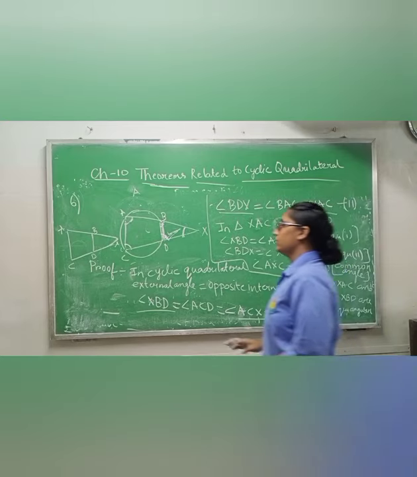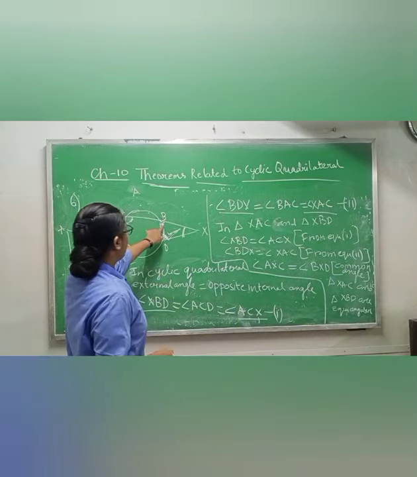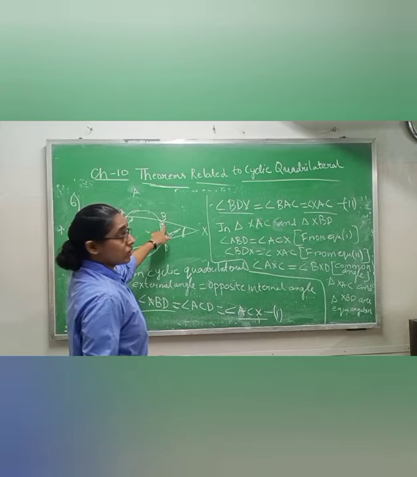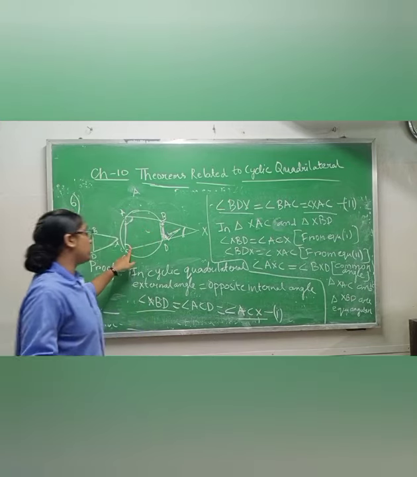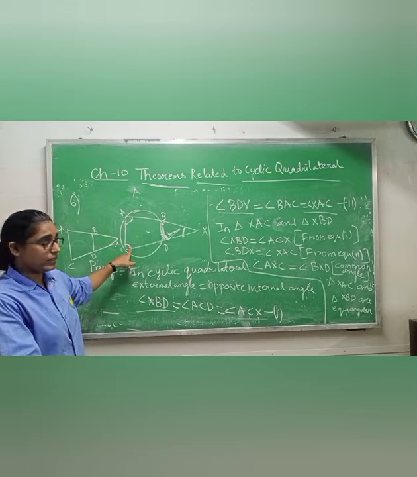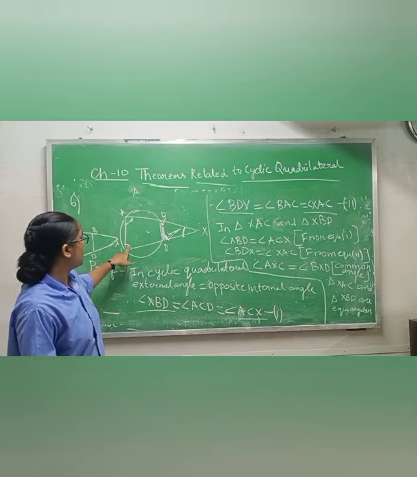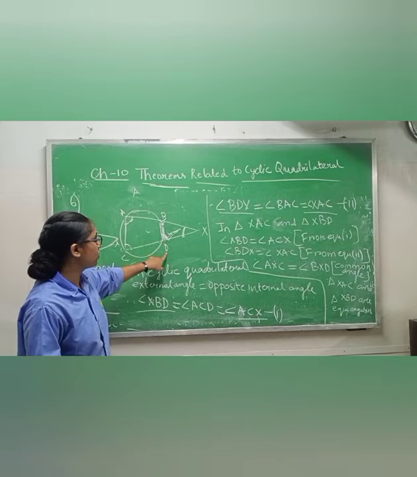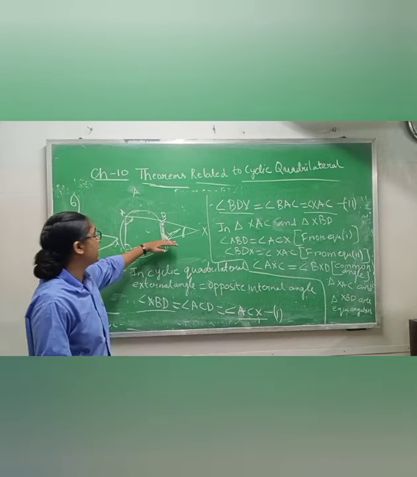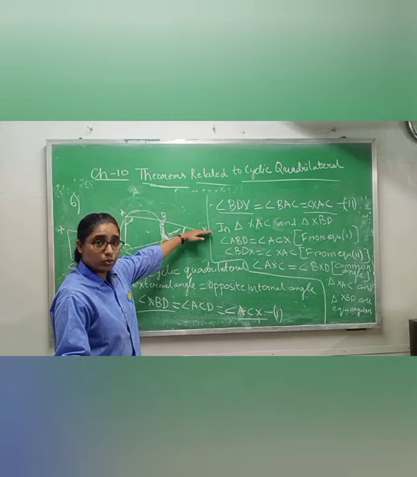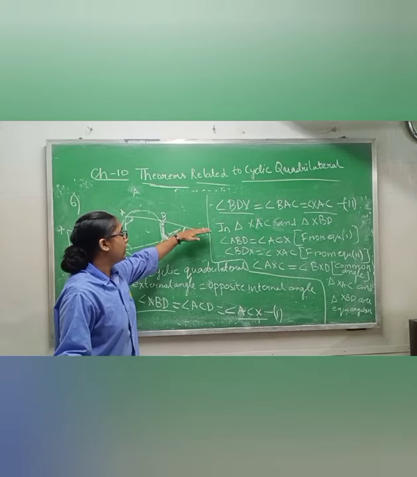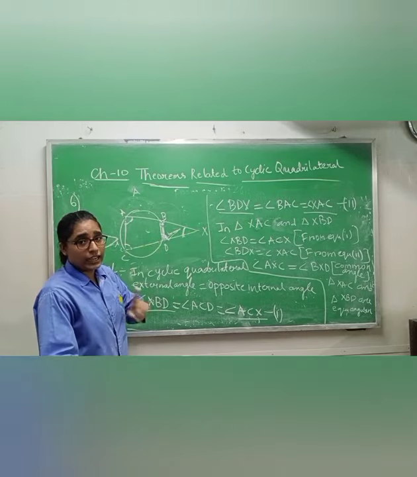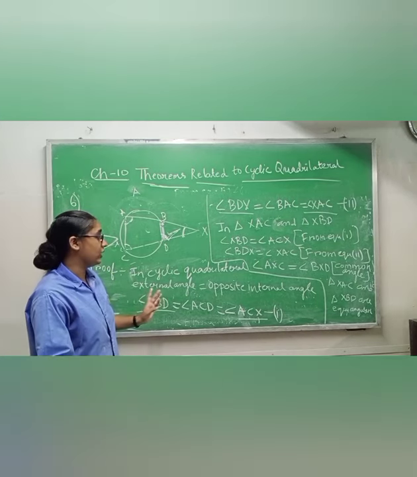What way have I done it? I am taking this angle and this angle equal, because the external angle is equal to the opposite internal angle in a cyclic quadrilateral. In place of ACD I am writing ACX only. In place of D I am writing X. Why? Because if we extend D, it goes up to X, and we have to write it related to the triangle, not related to the quadrilateral.